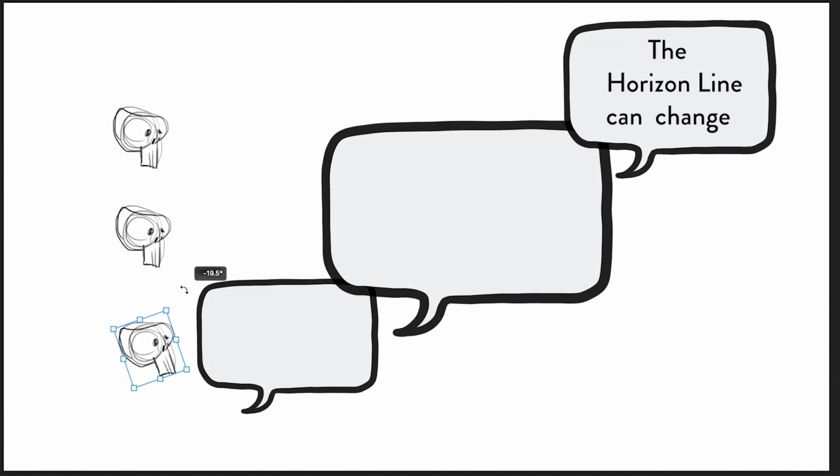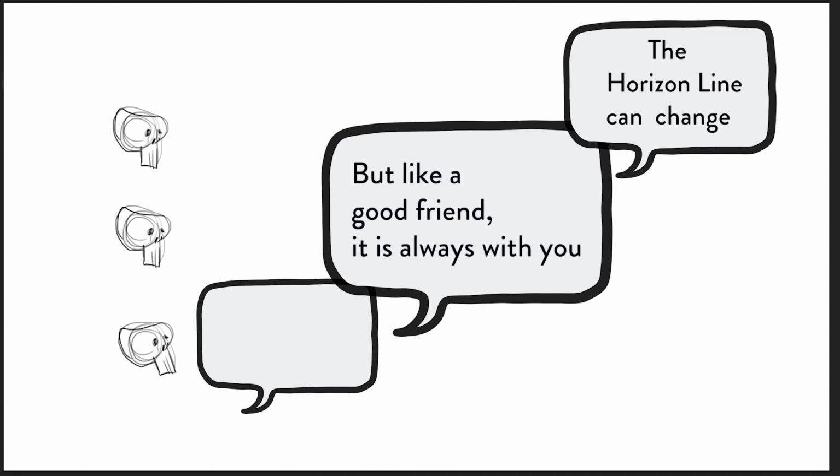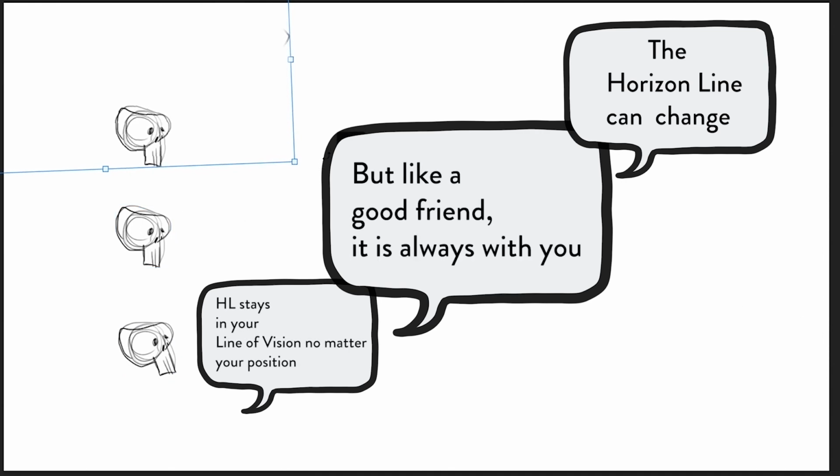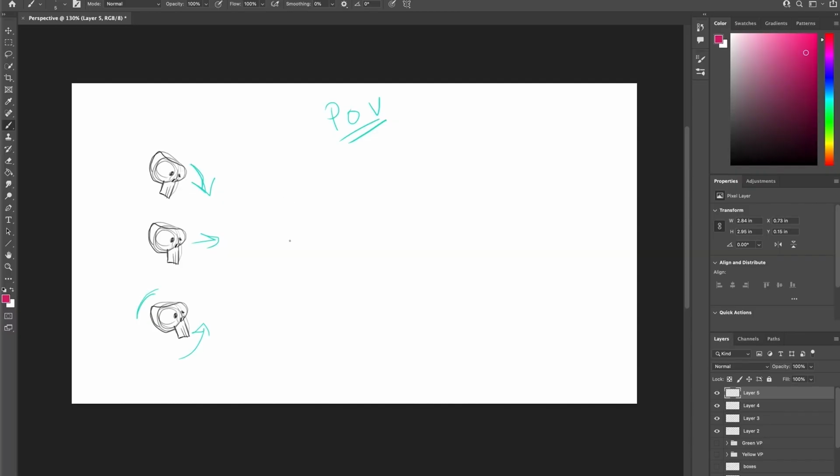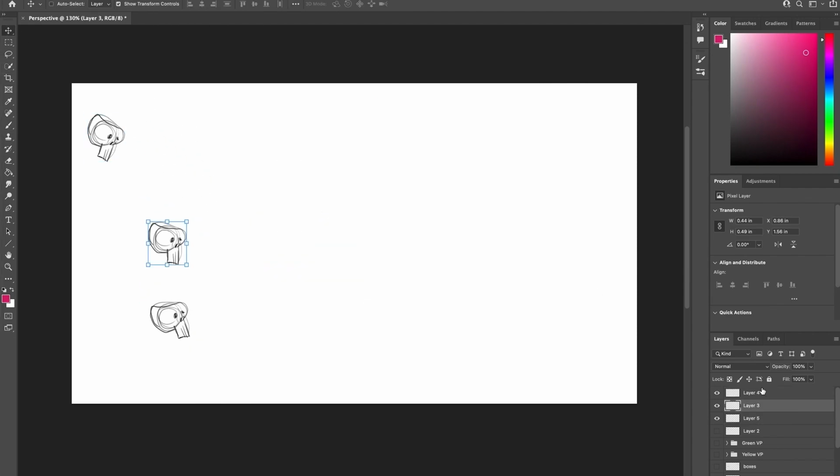Our friend at the bottom is going to be looking upward. Our friend in the middle is going to look straight ahead, and our friend at the top is going to be looking downward. All perspective is your point of view, and your point of view is what ends up determining the horizon line. So let's gather our friends for some more concrete examples.